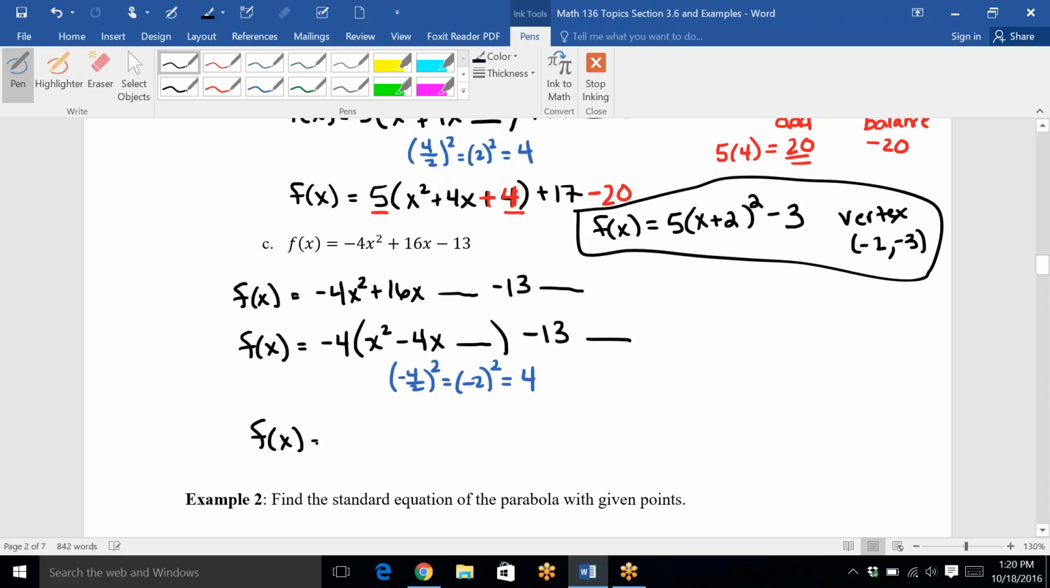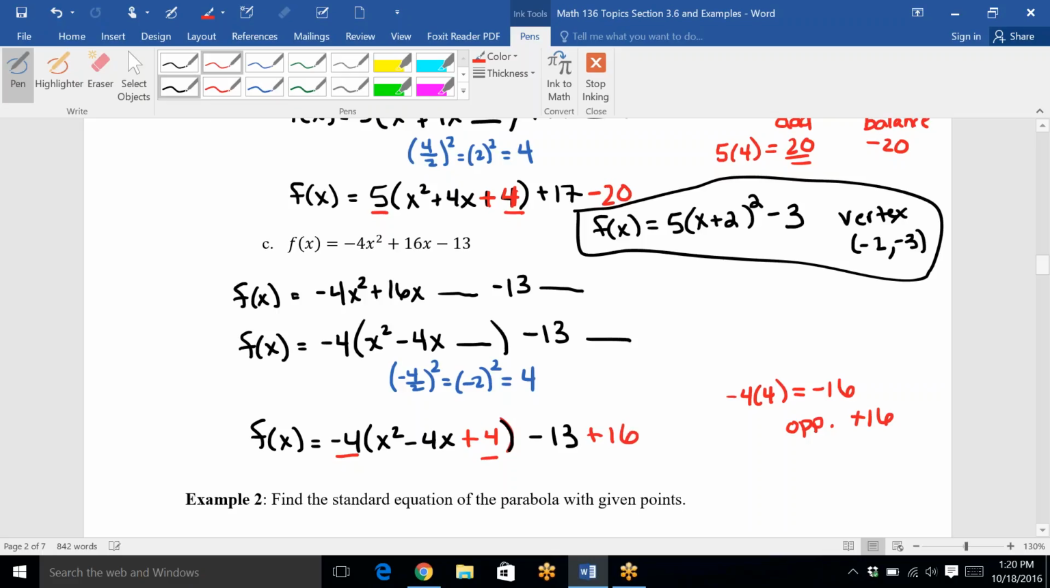So this is f of x equals negative 4 times x squared minus 4x. I'll change to red so I can highlight what I'm doing. Yes, I am adding 4 inside. Bring down my minus 13, but I have to be careful. I am not going to be doing the opposite of positive 4 here. I have to also consider the GCF out front. So I really did negative 4 times 4, which is negative 16. The opposite of that would be positive 16. So I need to make sure I do the opposite of what really happened in this distributive property.